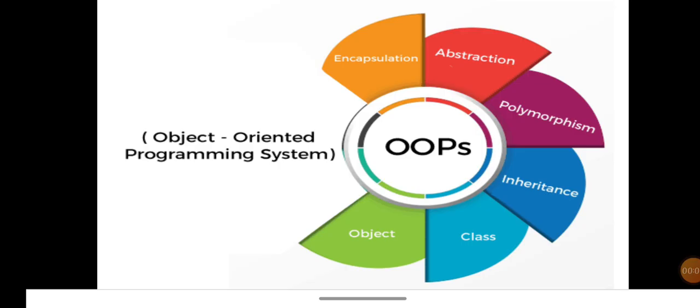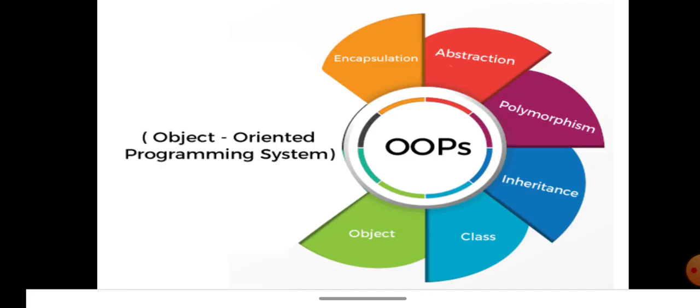Today, we are going to see about the topic of OOPS in C++. OOPS means Object Oriented Programming System. C++ has 6 types of OOPS concepts. Sometimes they are referred to as the pillars of OOPS.